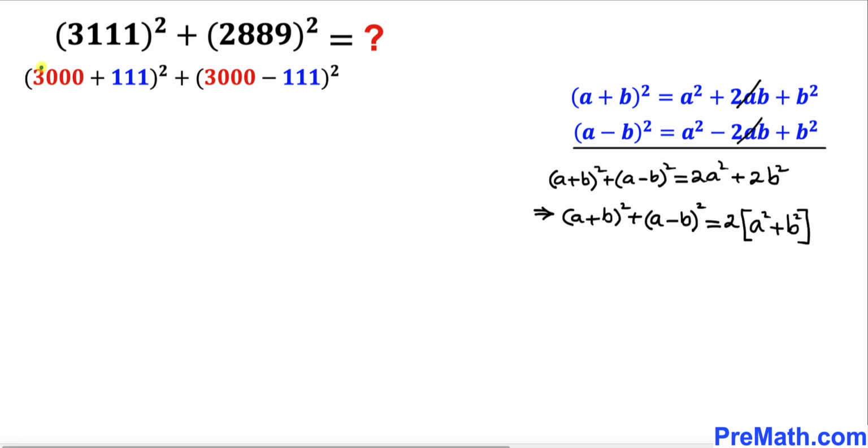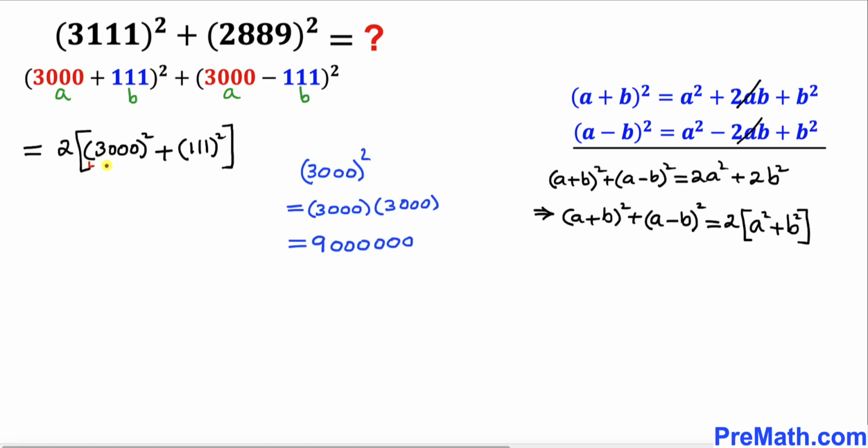Now let me go ahead and call this 3000 as our a and this 111 our b. Then we can apply this formula to that one. So this could be written as, in our case, 2 times a in our case is 3000 whole square, and then plus b in our case is 111 whole square. And now let's focus on this 3000 whole square. As you can see, 3000 whole square could be written as 3000 times 3000. So therefore, this 3000 square turns out to be 9 million.